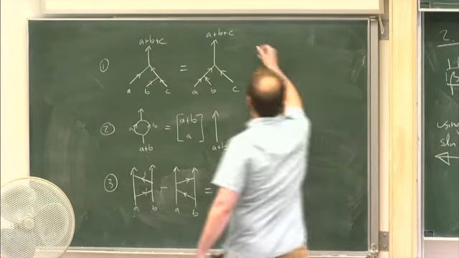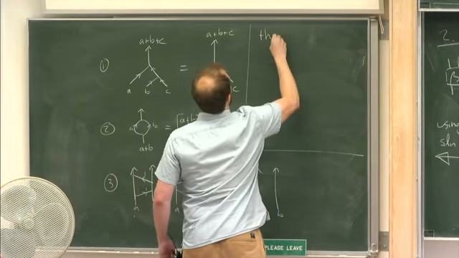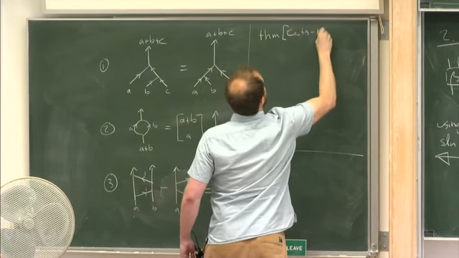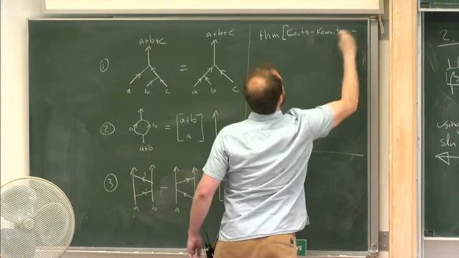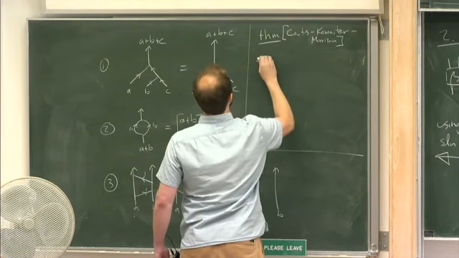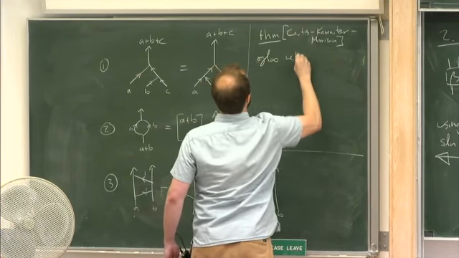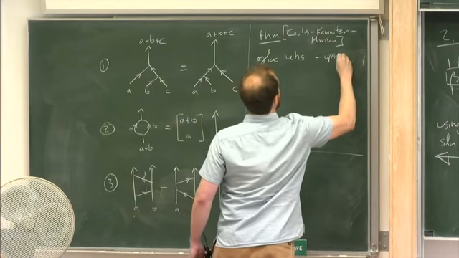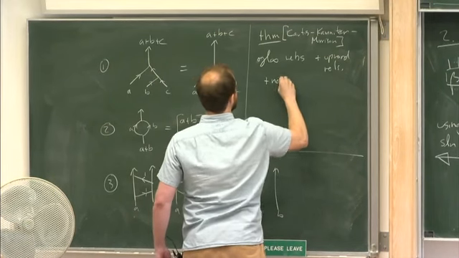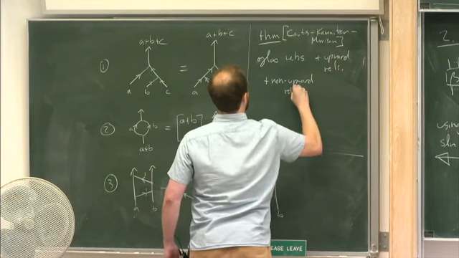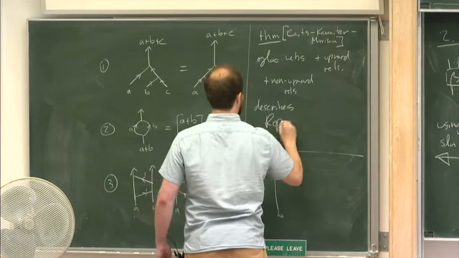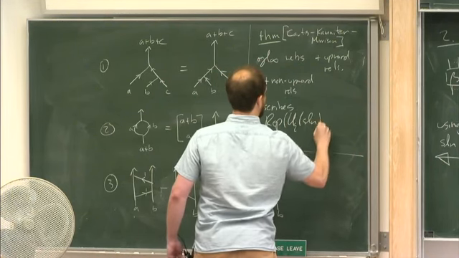So maybe the thing to cite here is a theorem of Queffelec, Kamnitzer, Morrison, is that, let's say, GL infinity webs plus upward relations plus non-upward relations describes the representation theory of U_q sl_n.